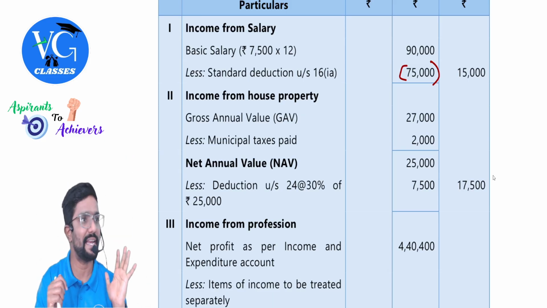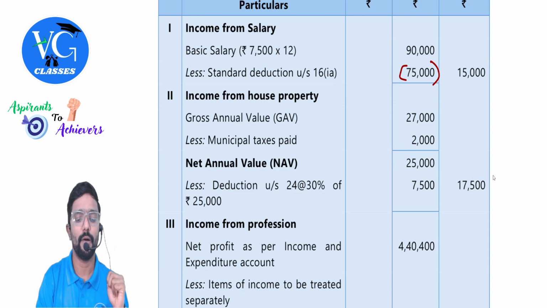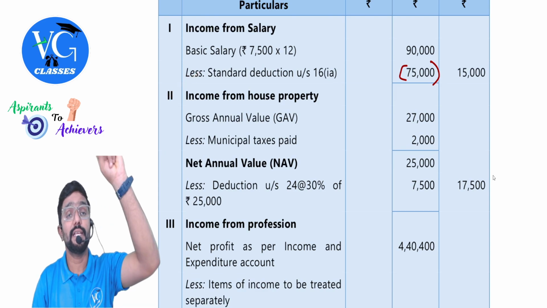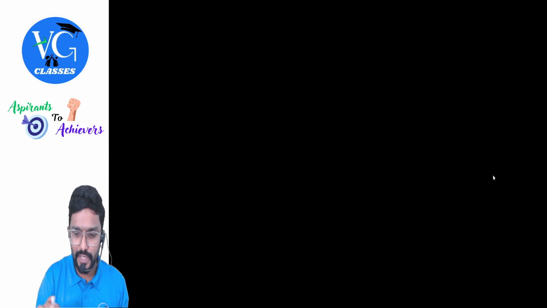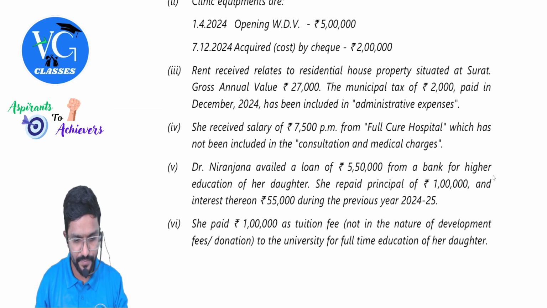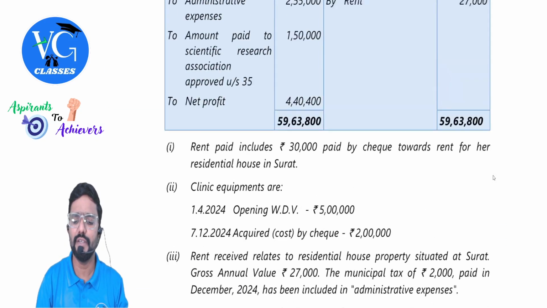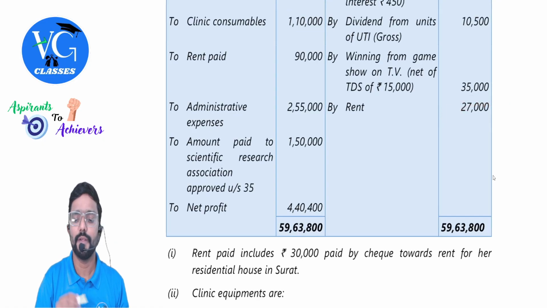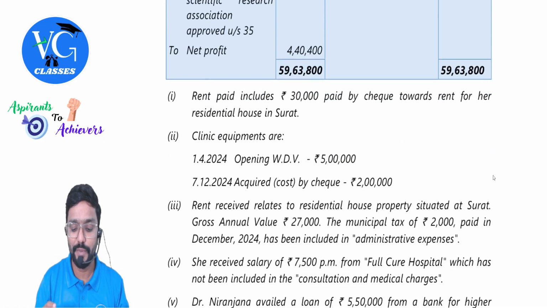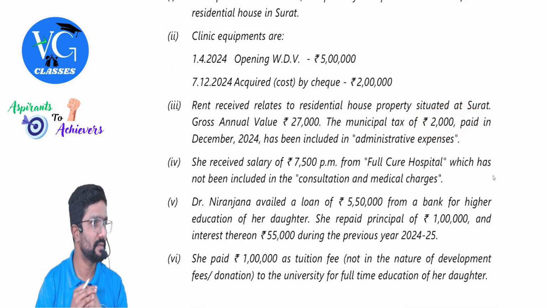Now you better give clarity by way of a note. Okay, then income from house property. Guys, they told the gross annual value is straight away 27,000, right? They only given this, it is actually the actual revenue. Okay, 27,000. And municipal tax paid 2,000 is there. We need to deduct. Clear?